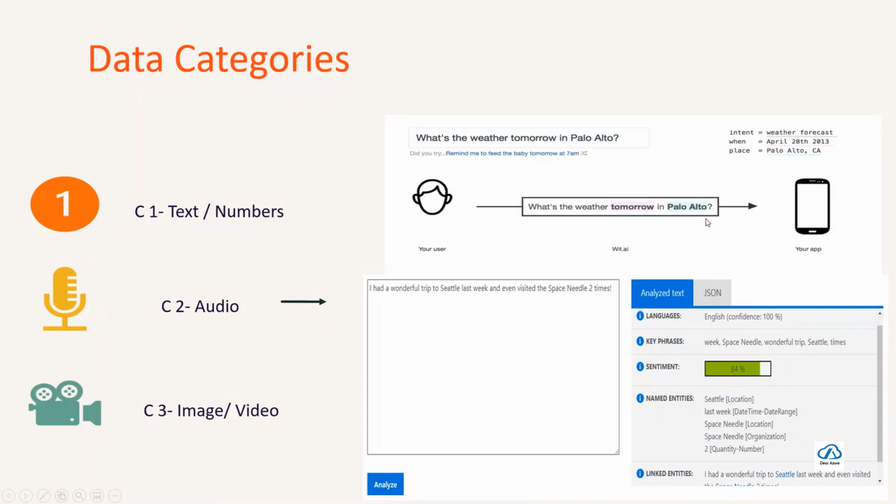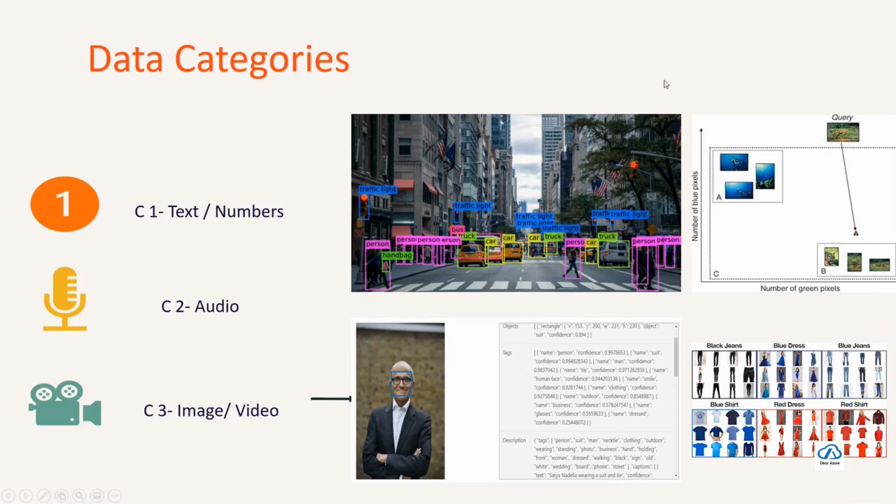So we say, what is the weather tomorrow in Palo Alto? It takes different small entities within this single sentence and prepares some kind of response. You can see the intent is weather forecast, when is tomorrow, which is this date, and the place is Palo Alto. Similarly, from another sentence it can also do sentiment analysis, identify key phrases and named entities, and detect language as well.